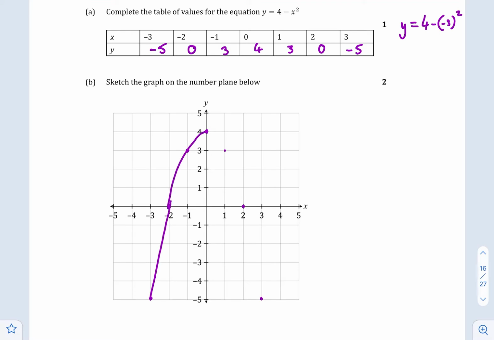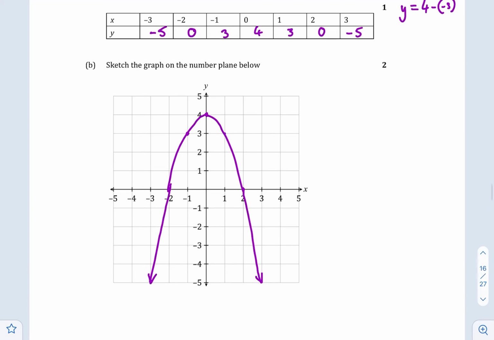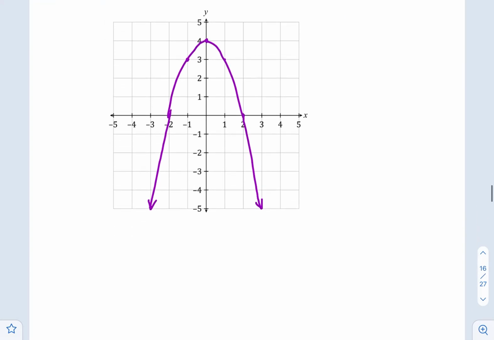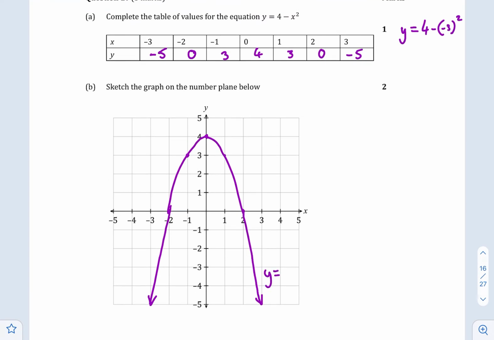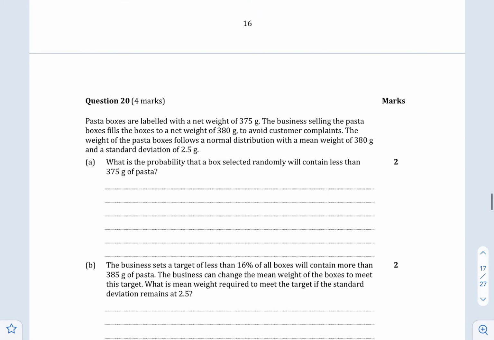But I have to make sure there's a bit of a curve there because this is a non-linear line. So include the curve, and that is the picture. That's the graph sketched on the number plane. It's also a good habit to label your graph as well if you want to look really fancy.